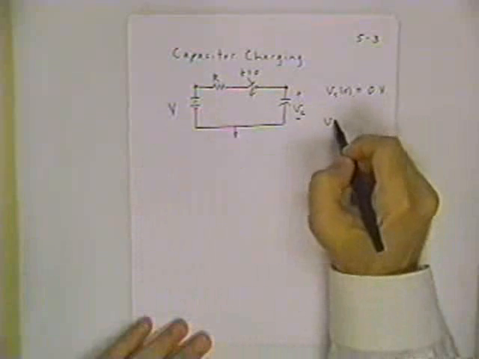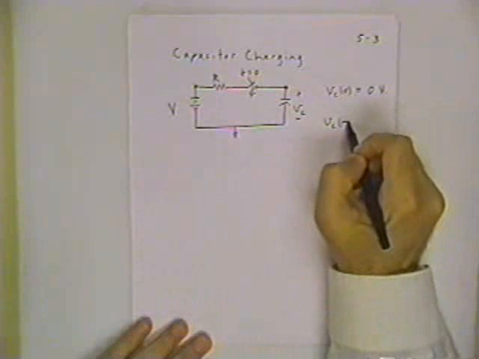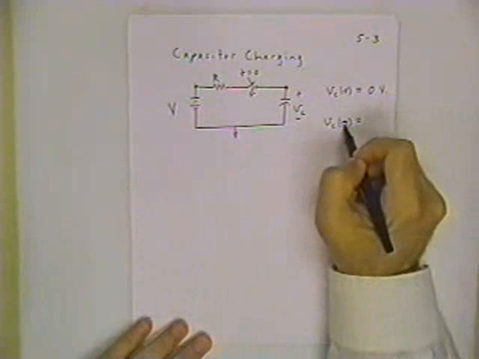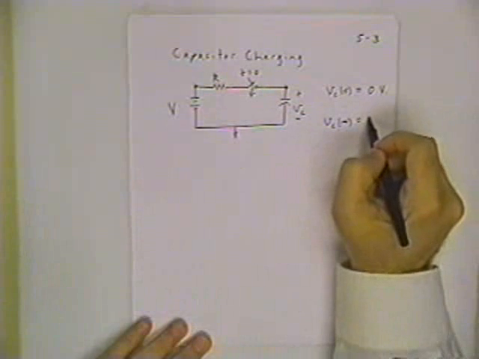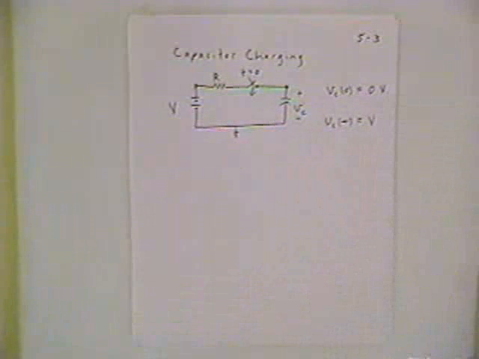The capacitor will eventually charge up to V volts. So what we can do is put that as a final condition using t equal infinity and say that that's going to be equal to V volts.